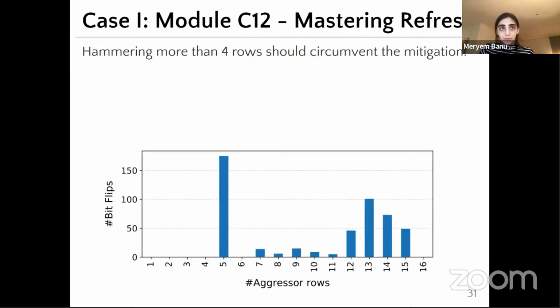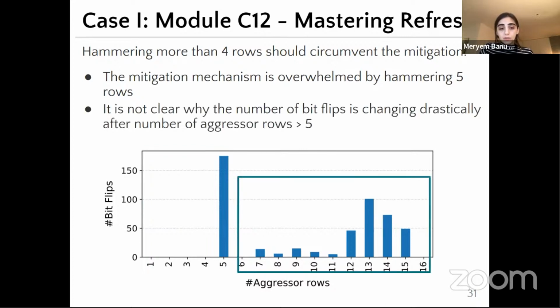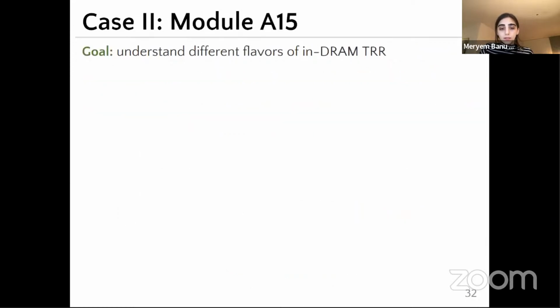As you can see from the figure, hammering 5 rows circumvents the mitigation and creates a high number of bit flips. However, the random number of bit flips observed for increasing aggressor row count is not explained in the paper. We will now study another module, and the goal is to just verify the previous observations.